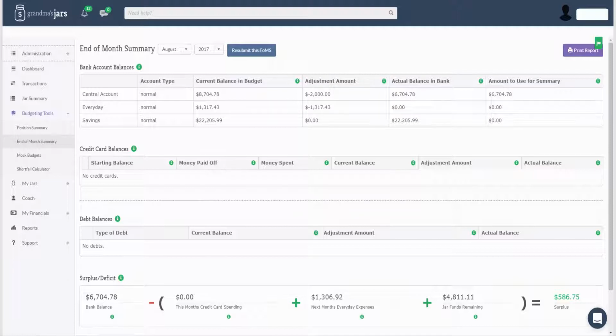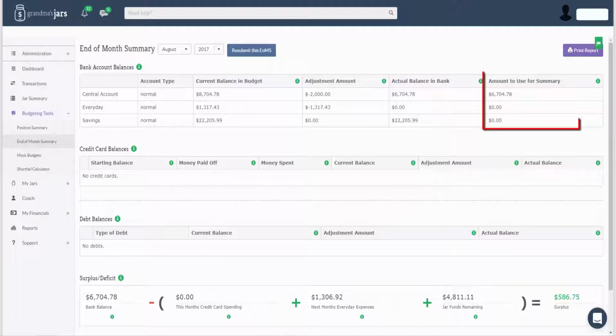If you are diligent with entering your transactions each month, these adjustment figures should be relatively small because your budget should closely reflect what's going on for your bank accounts. So every month, we enter the actual balances of our bank accounts here to update the budget, which ensures that our budget never strays too far from the reality of our bank accounts.